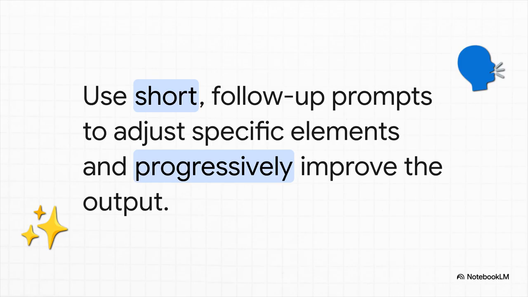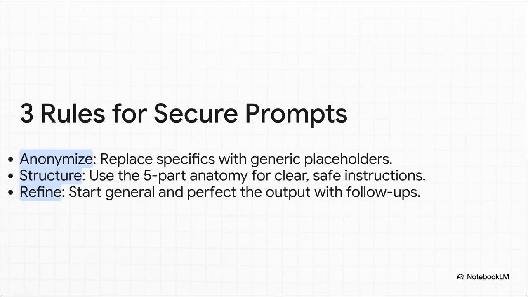So, look, if you remember anything from this explainer, let it be these 3 rules. Number 1, always anonymize. Replace specific names and numbers with generic placeholders. 2, use that 5-part structure. It gives you clarity and safety. And 3, refine. Start general, and then use those follow-up prompts to have a conversation and get to the perfect result. These rules will let you maximize AI's power while absolutely minimizing your risk.